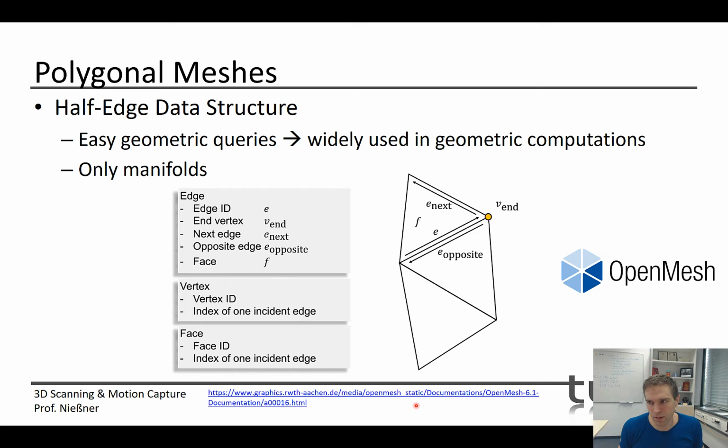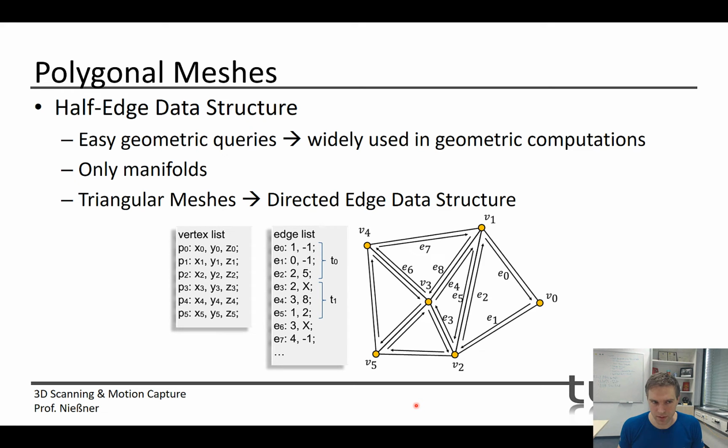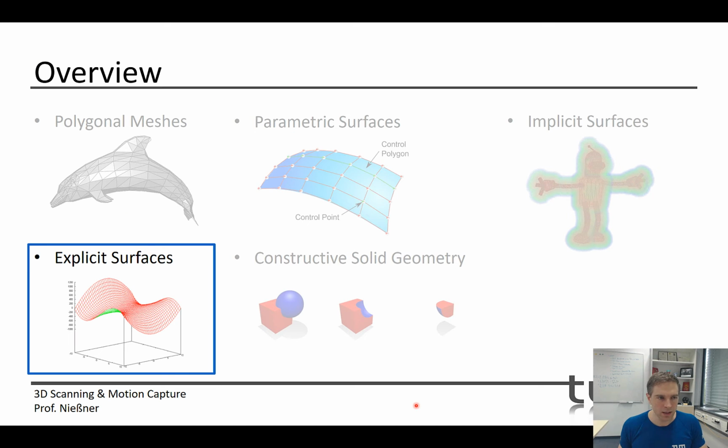This is a very good example of how this is implemented in practice, and it might be pretty useful if you want to do geometric processing operations. Okay, let's talk a bit about explicit surfaces. This is something we haven't talked about in the last lecture.